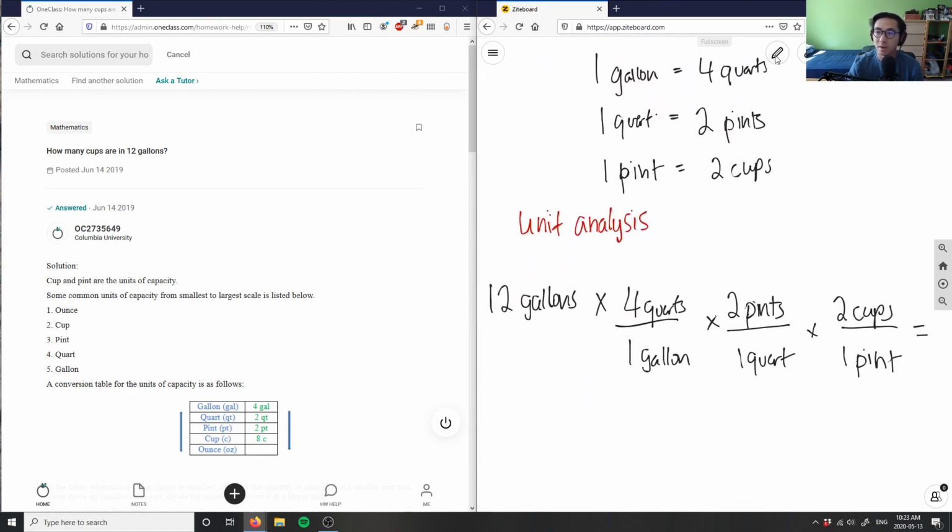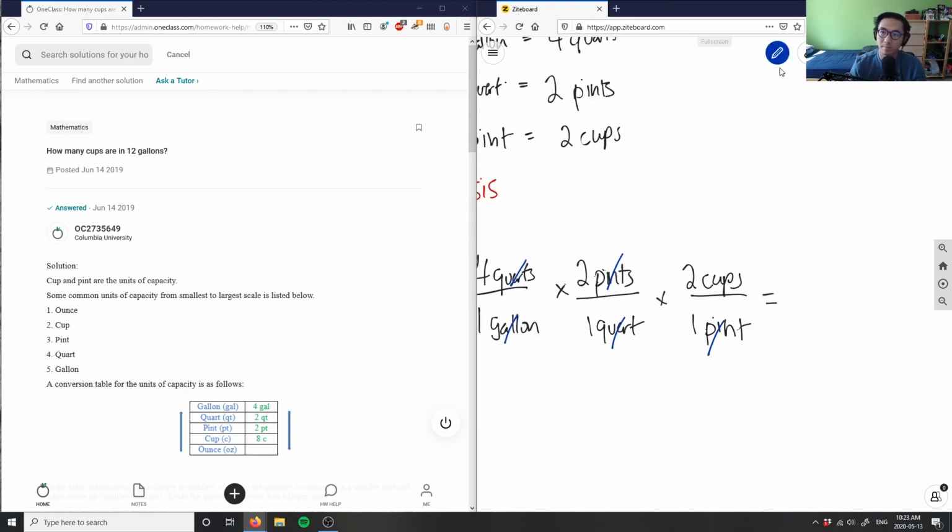Right? So again, units here are going to cancel out. Gallons cancel out with gallons. Quarts cancel out with quarts. Pints cancel out with pints. So I'm left with cups here, and this is our unit of interest, right? So let's do the math here. It says 12 times 4 times 2 times 2. It will give us 192 here.